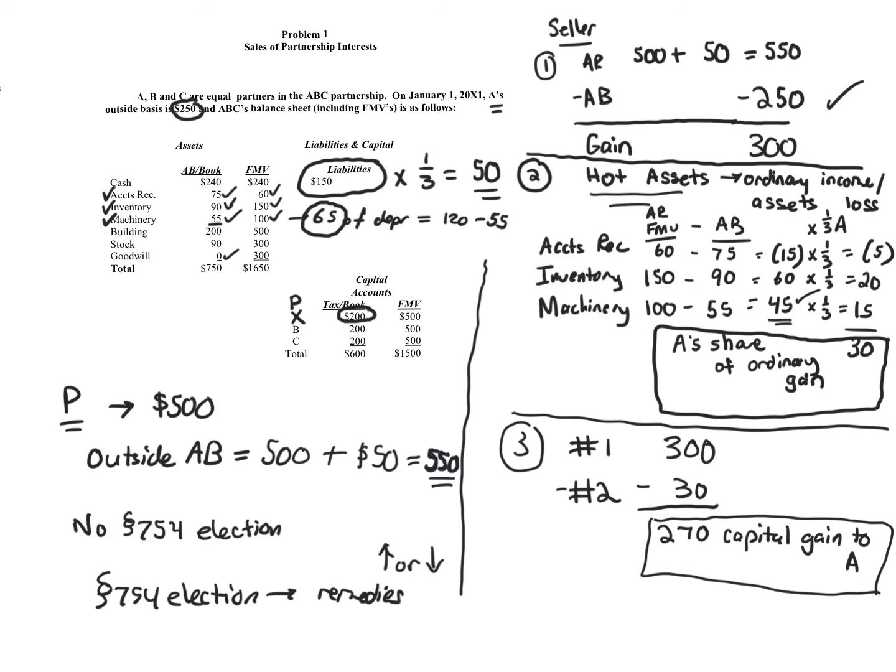And then what would happen is if the partnership sold those assets, P would not have any gain on those assets. B and C, though, would, their share of that. And that's how you would do it. We would also adjust P's tax book amount to $500. The other partners would stay the same. And that's the end of this respective problem.